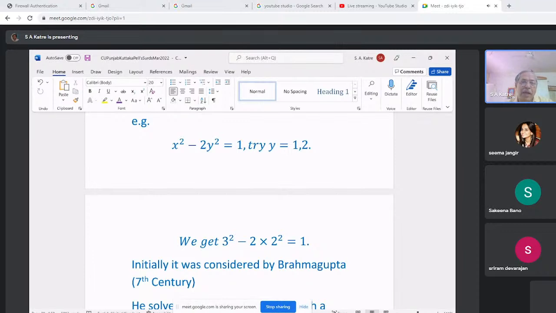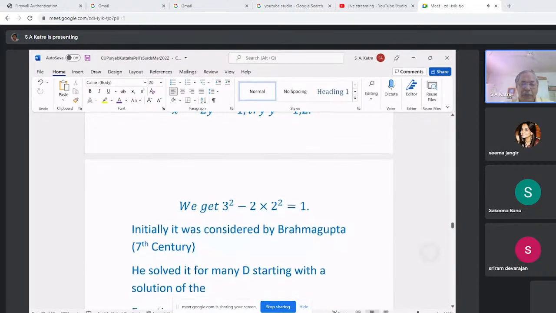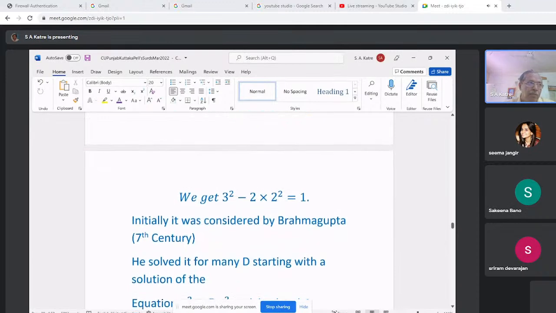But when Fermat asked this question, he asked it with d equal to 61. x square minus 61 y square equal to 1. Solve this. And if you try and try, you will not succeed. That was the idea of Fermat, unless you have some method of arriving at it. And Fermat was a lawyer, but he was also a mathematician.